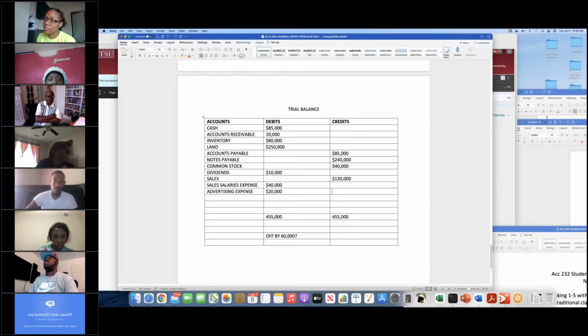Now, another type of error we might make is that we may put items in here incorrectly. That is, we may transpose the number. So instead of putting accounts payable in at 85,000, suppose we put accounts payable in at 58,000, okay? We had it correct, but when we transferred it, we got 58,000. Instead of 85, we got 58. So if I add up the credits, how much will I have now?